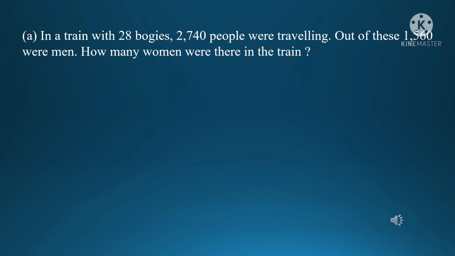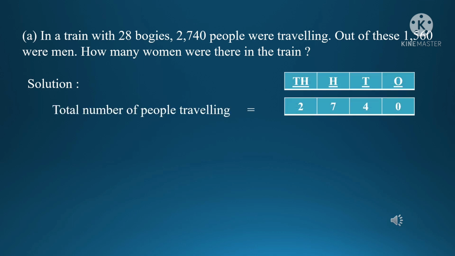Now you see, out of this 1560 were men. So how many were men? 1560. Now we have to find out how many women are there in the train. So I guess it's very simple. You see that the total number of people was given. So how many was it? It was 2740. So we have written that.